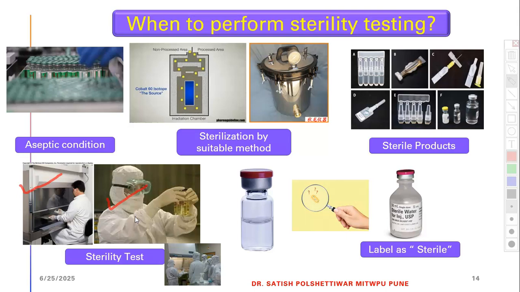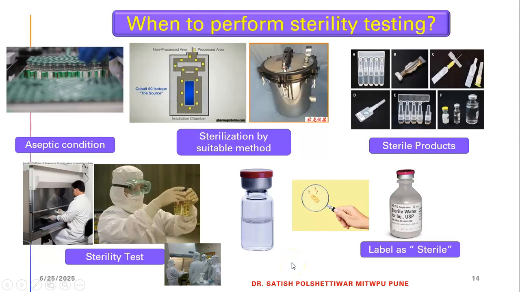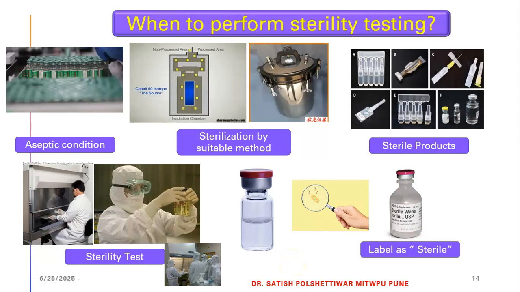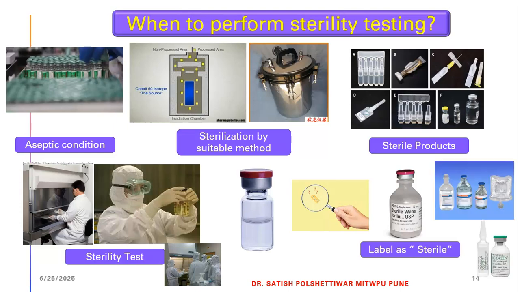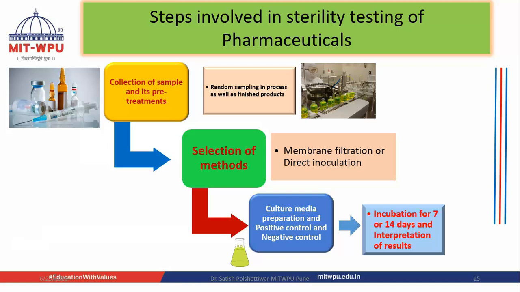Then positive and negative controls must be included. That's very important, in order to get proper results. So what steps have we discussed? The first step: a sample should be collected. It should mostly be done by a random sampling process, as well as on finished products. Then selection of methods. We will discuss in detail in upcoming videos how membrane filtration and direct inoculation methods can be used, and what the selection criteria of these methods are.